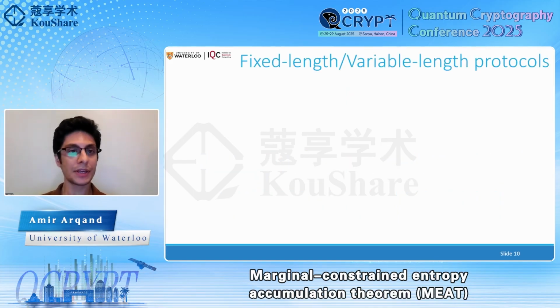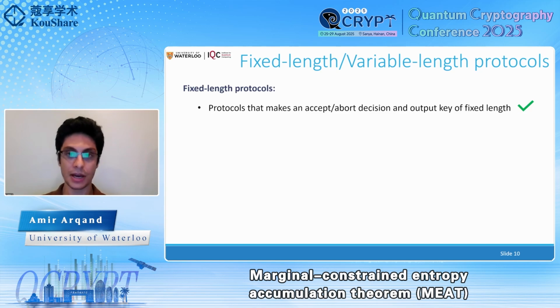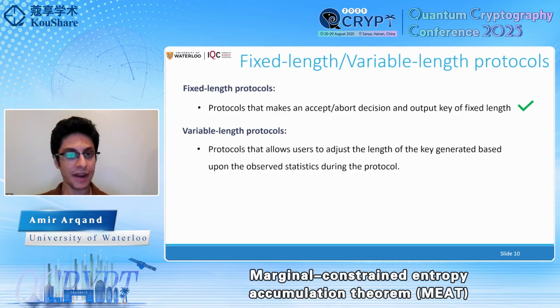So far we were analyzing the fixed length protocols, which, as Florian mentioned, are the ones that make an accept decision and output a key of fixed length. Whereas the variable length protocols allow the user to adjust the length of the key based on the observed statistics during the protocol. So it's actually more practical to analyze these kinds of protocols.